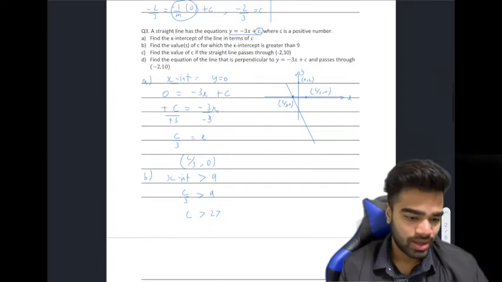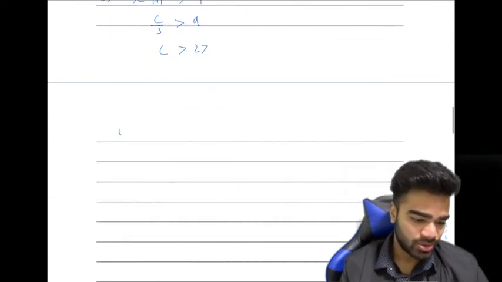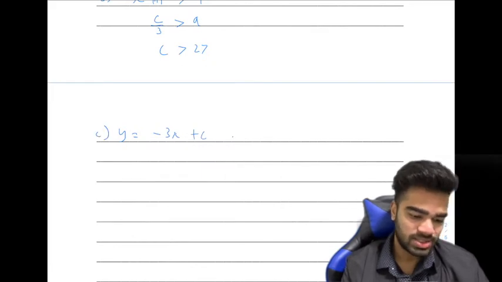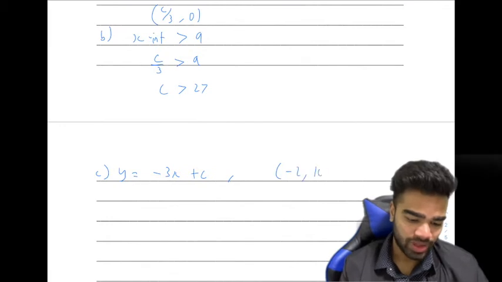All right. Part C. Part C is asking, find the value of c if the straight line passes through negative 2 and 10. Okay, so we have this equation, y is equal to negative 3x plus c, right, this is part C. And this equation has to pass through which coordinate? Negative 2 and 10.